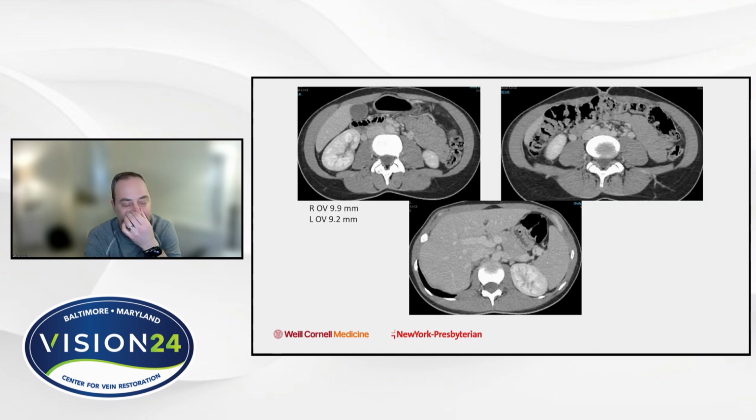Next slide. Here's those CT images I mentioned, because a lot of these patients are going to get external workups and be worked up by multiple providers. So you can see dilated ovarian veins on both sides with contrast in it. So there's clearly reflux there.